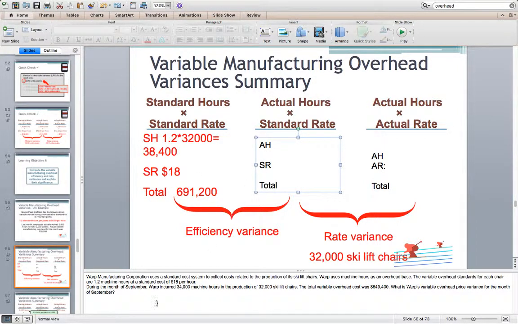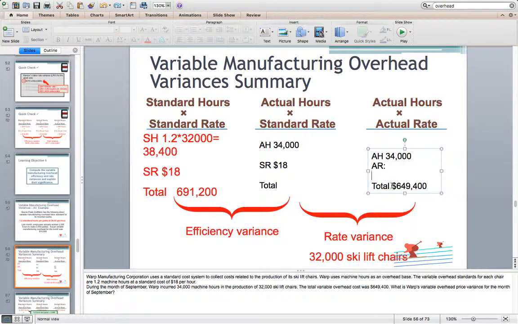Actual hours. Okay, let's look at the actual. Warp incurred 34,000 machine hours. That's a total amount. Machine hours, 34,000. Standard rate is the same as I said, $18. So 34,000 machine hours. They didn't give me my actual rate, but they told me the total overhead costs, which total overhead cost is referring to the actual hours times the actual rate for a total overhead cost.